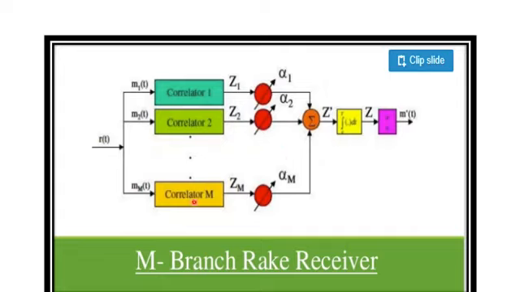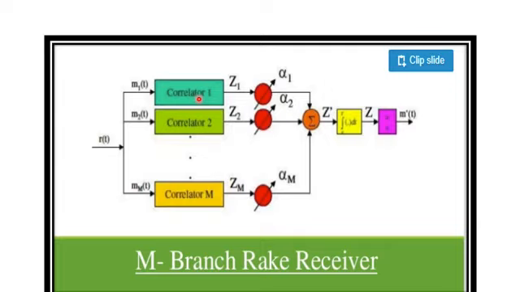Here it uses M correlators. These are the multipath signals, m1(t), m2(t) up to mM(t), and the correlator outputs are denoted as Z1, Z2, etc. up to Zn. Here these correlators are also called fingers.